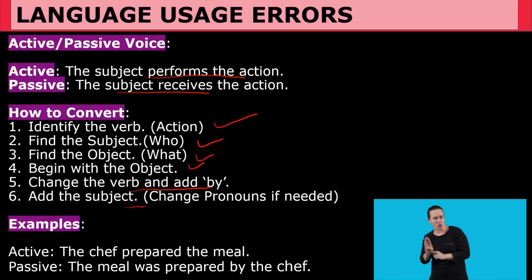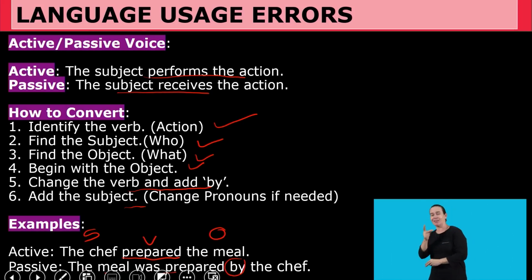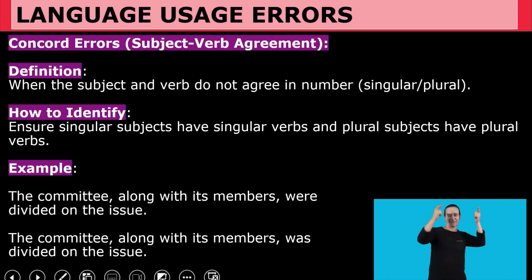For example, the chef prepared the meal. Prepared is the verb. Who prepares? The chef. He's the subject. What is prepared? The meal. That's the object. Start with the object. The meal was prepared by the chef. Very simple, and those steps will work every time.